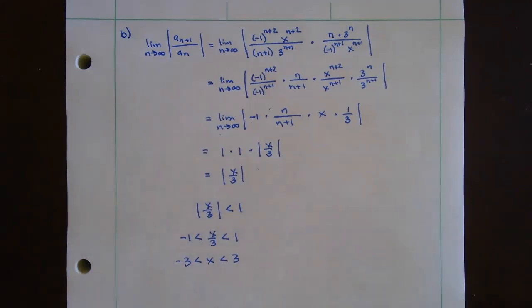All right. So the interval of convergence is -3 to 3, but we have endpoints, right? So is it convergent at -3, and is it convergent at 3? We've got to test those endpoints. So we've got to check at x equals -3, and we've got to check at x equals 3. So that's what I'm going to do next.